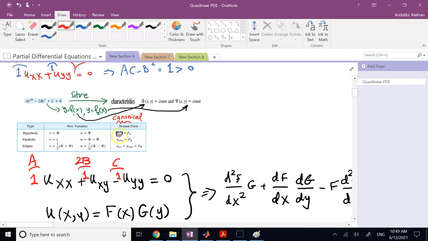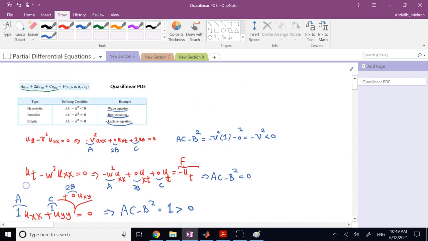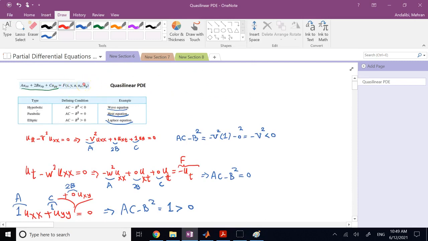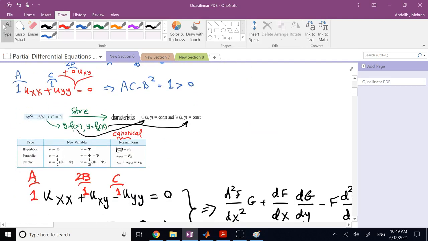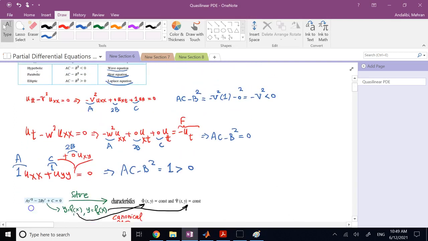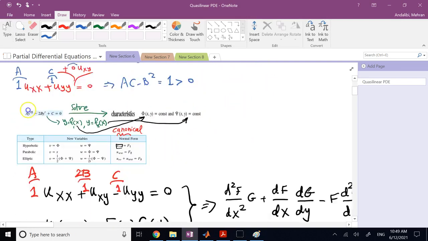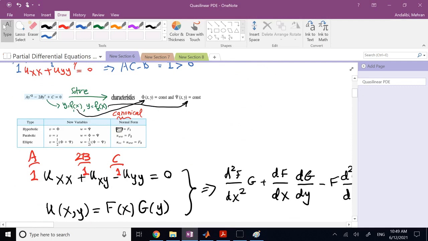If you do all of that and plug everything back, then the result is simply u of v and w is f1. And what is f1? It's the right-hand side of the equation, a transformed version of that. But in our case, on the right-hand side, I have nothing. I don't have any x, any y, any ux, any uy, and the u itself. Because my right-hand side is zero, the PDE is homogeneous, so this f1 will also turn out to be zero.